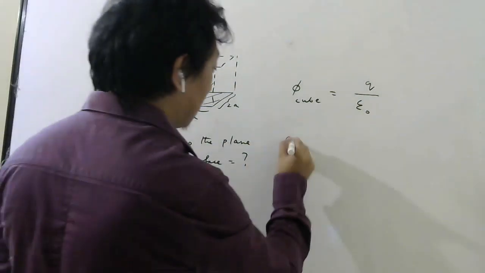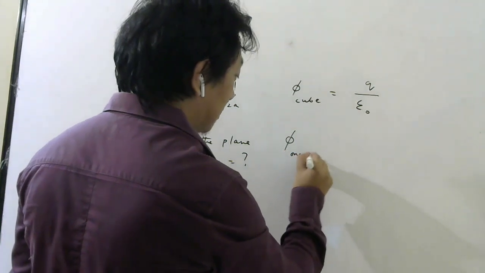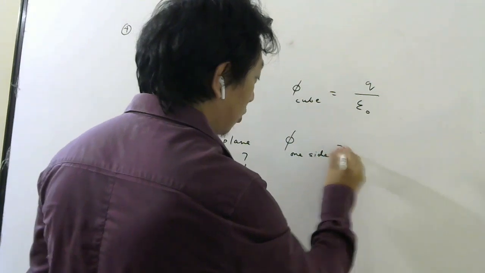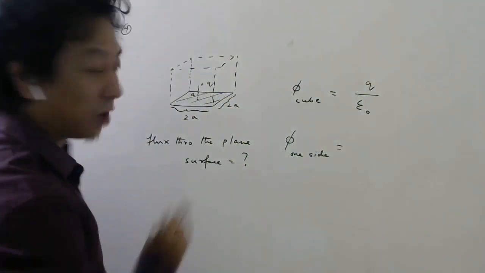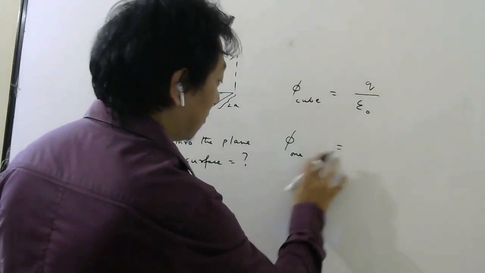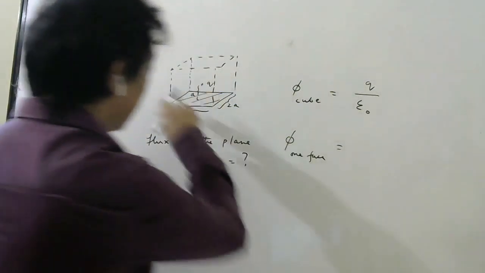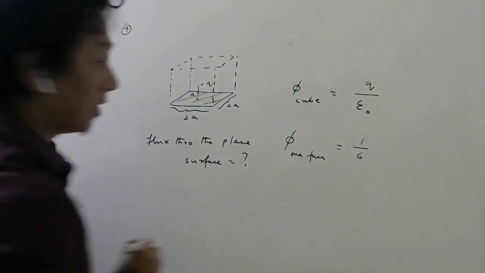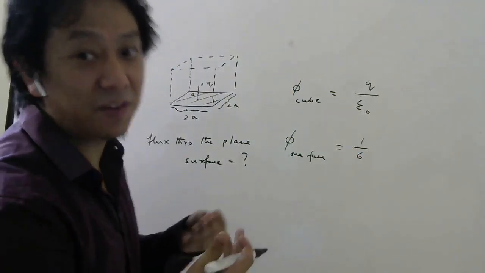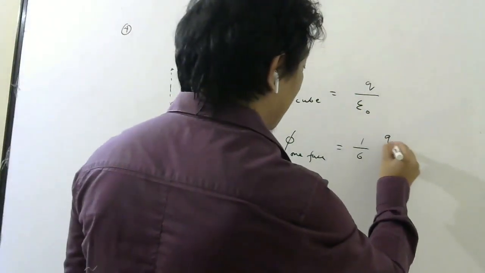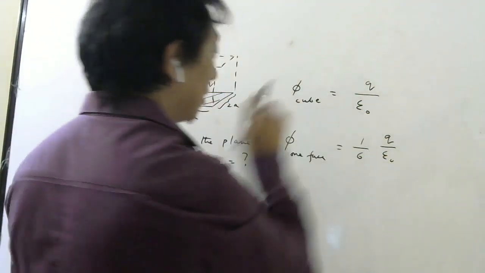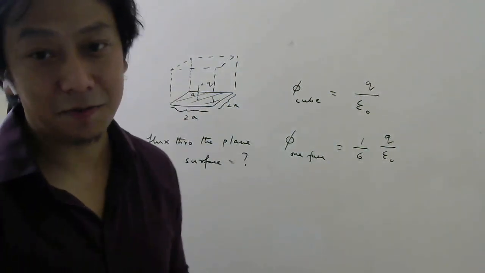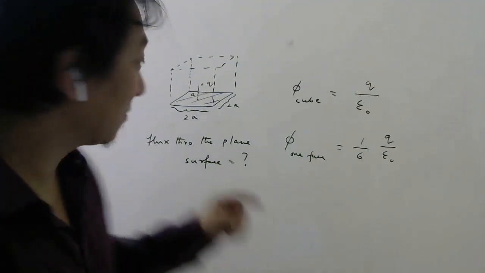That means I can write flux through one plane surface or one side of the cube. How much will it be? 1 by 2? No, how many faces are there? So flux through one face of this cube will be 1/6 because there are 6 faces and each face gets the same flux, right? So Q divided by epsilon naught. So 1/6 of the total flux will pass through this plane surface. So easily we did the problem, right?